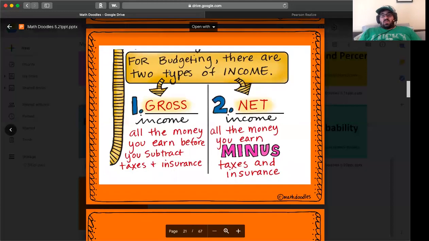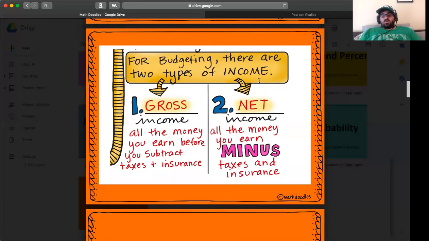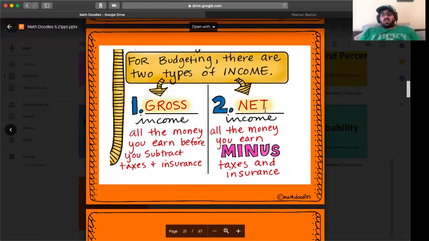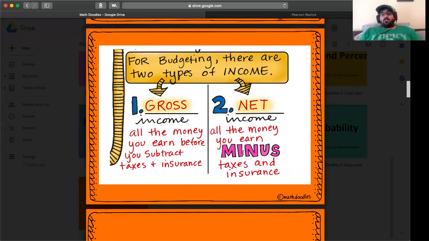Now, for budgeting and for your knowledge, there are two types of income. The two types are gross income, which is all the money you earn before you subtract taxes and insurance. On Pearson and also on TEKS practice, they call those deductions. So when you see the words taxes and insurance, you should know, oh, those are deductions. So your net income is all the money you earn minus your taxes and insurance, or deductions.